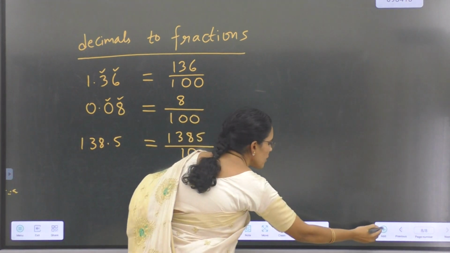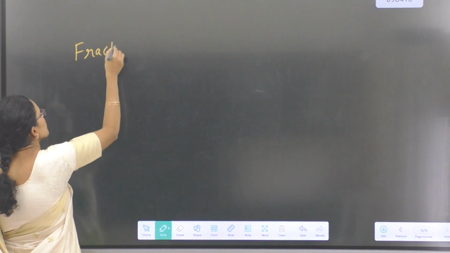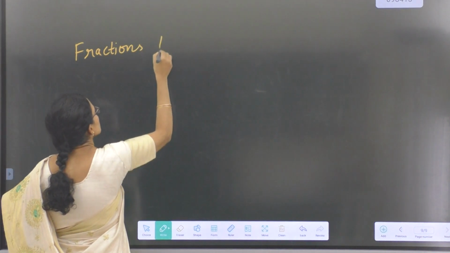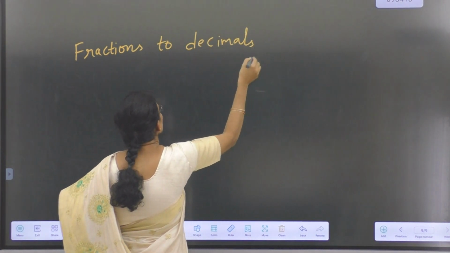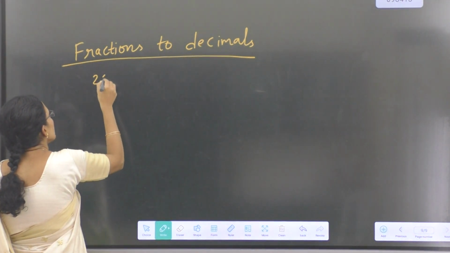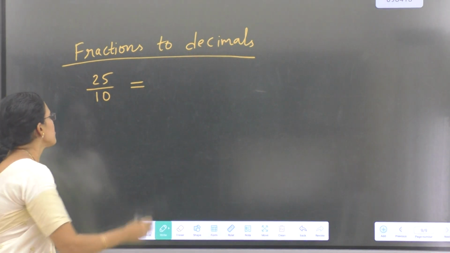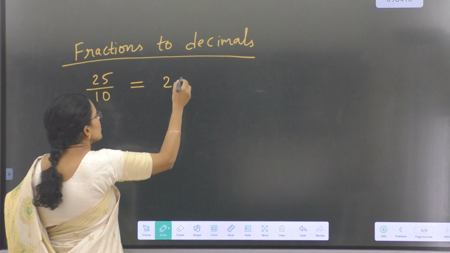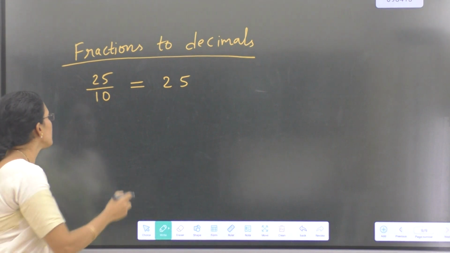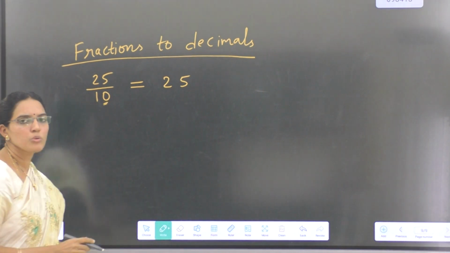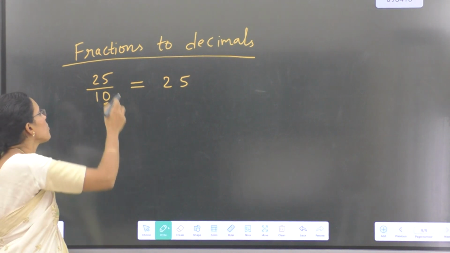Now we will see how we will convert fractions to decimals. For example, if you want to convert 25 by 10 into decimal form, okay, first write the numerator digits as it is, 25. Actually here the denominators we are using are 10, 100, powers of 10: 10, 100, 1000, 10,000. These are known as decimal fractions.